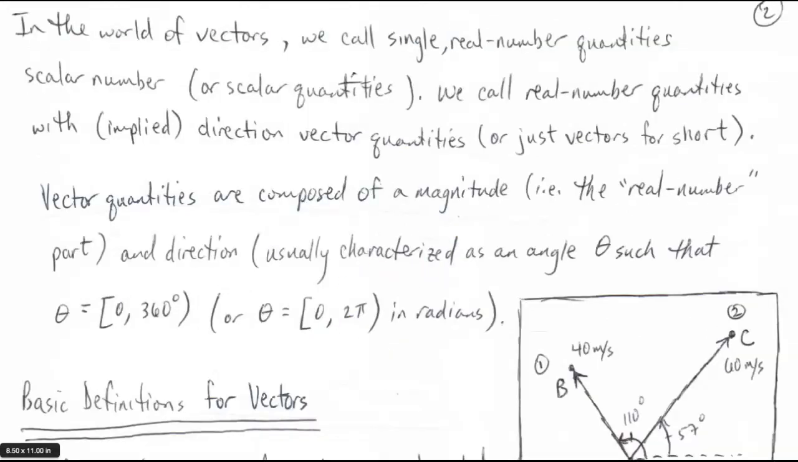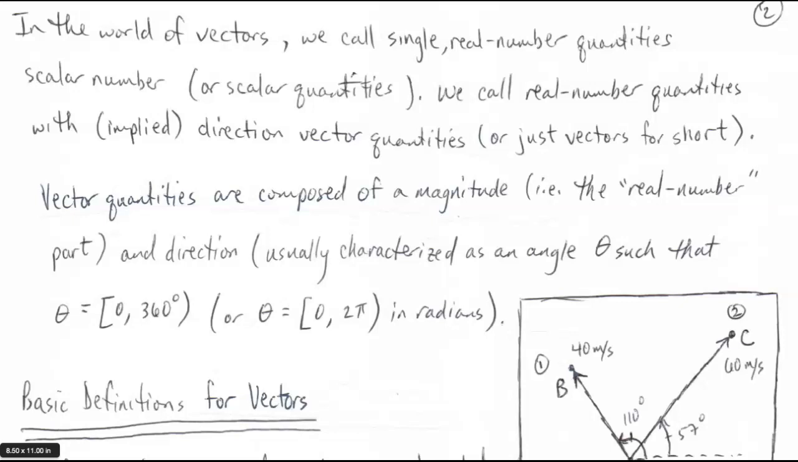So in the world of vectors, we call single real number quantities scalar numbers. This is one of the things that we need to know: in the world of vectors, there is a different jargon, or a different set of words or vocabulary, that we use. So we don't really call them real numbers in the vector world. We call them scalars. Now, we call real number quantities that have an implied direction to them vector quantities. And so, of course, that's the difference between a scalar and a vector.